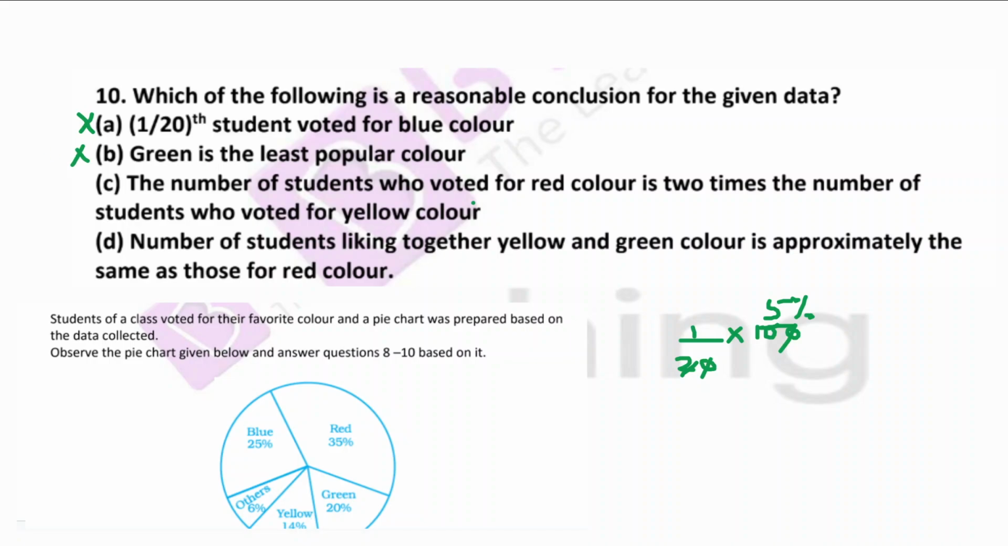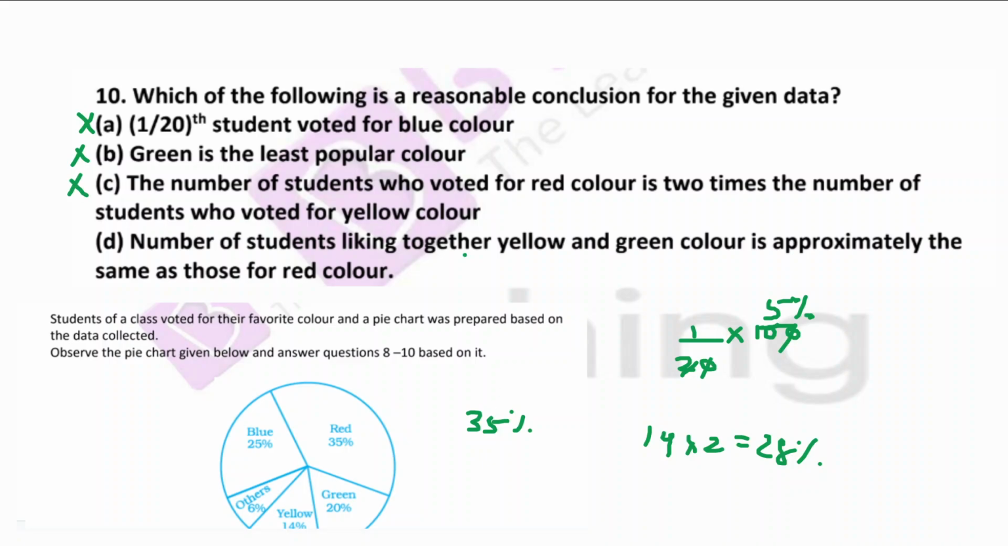The number of students who voted for red color is 2 times the number of students who voted for yellow color. Red color is 35%. Yellow is 14%. 14 into 2 is 28%. So 28% is not equal to 35%. So this is also not the correct option.